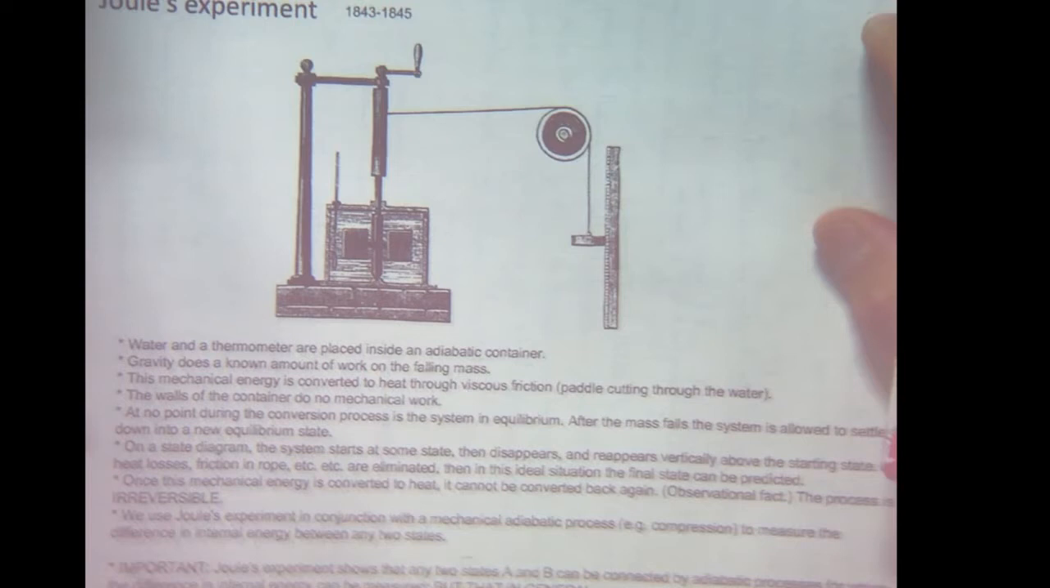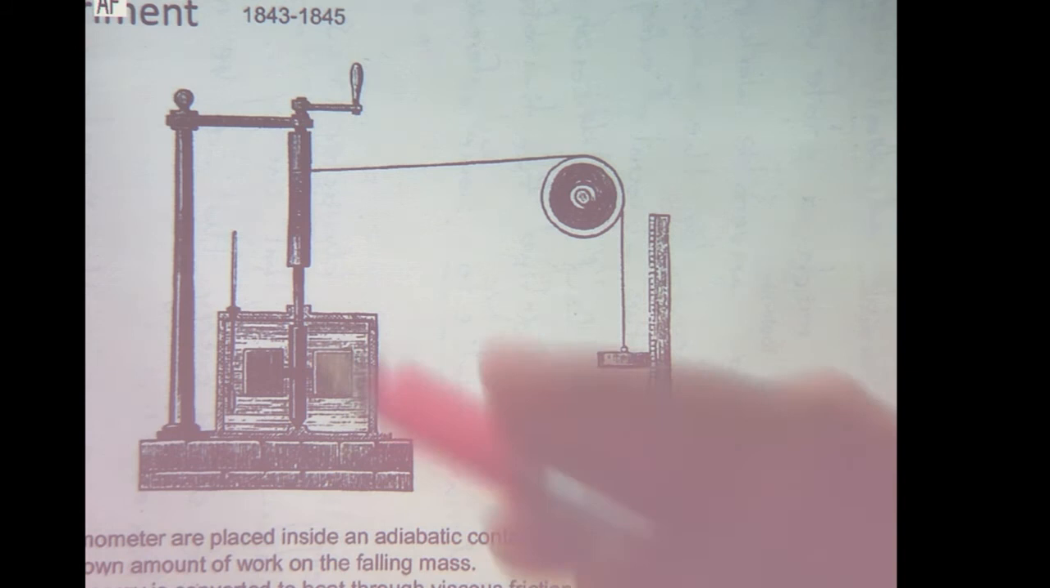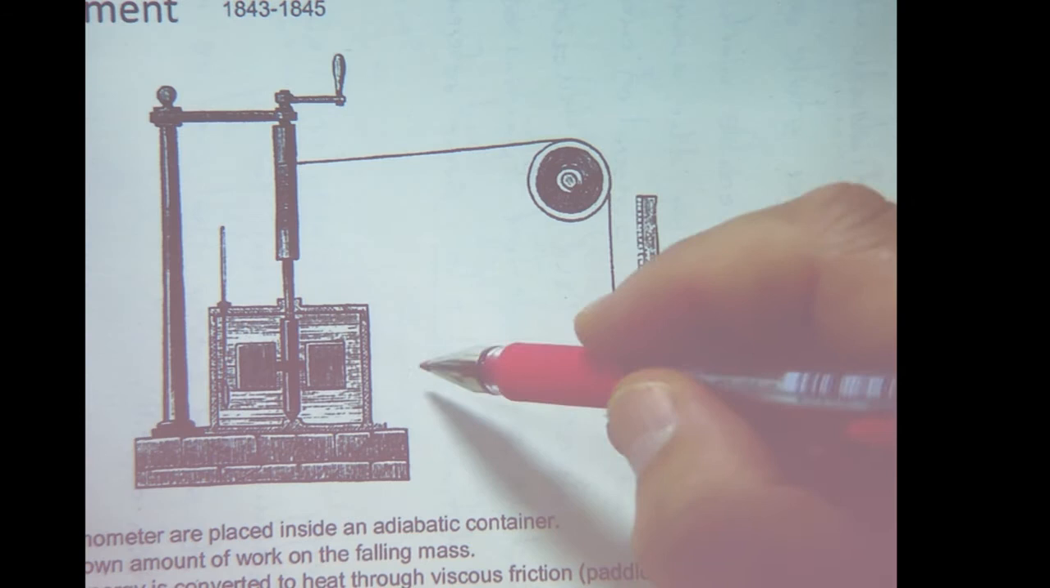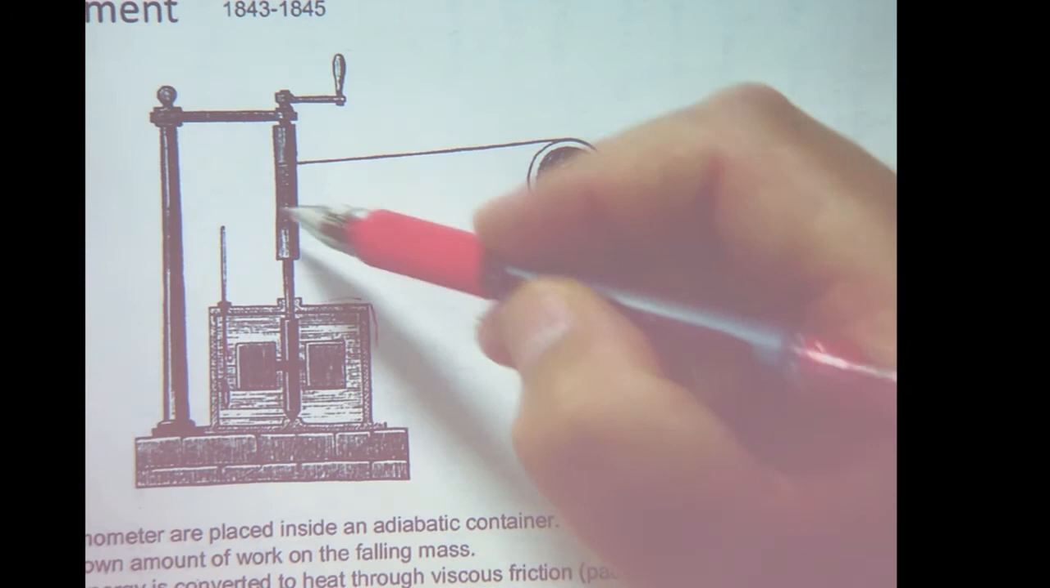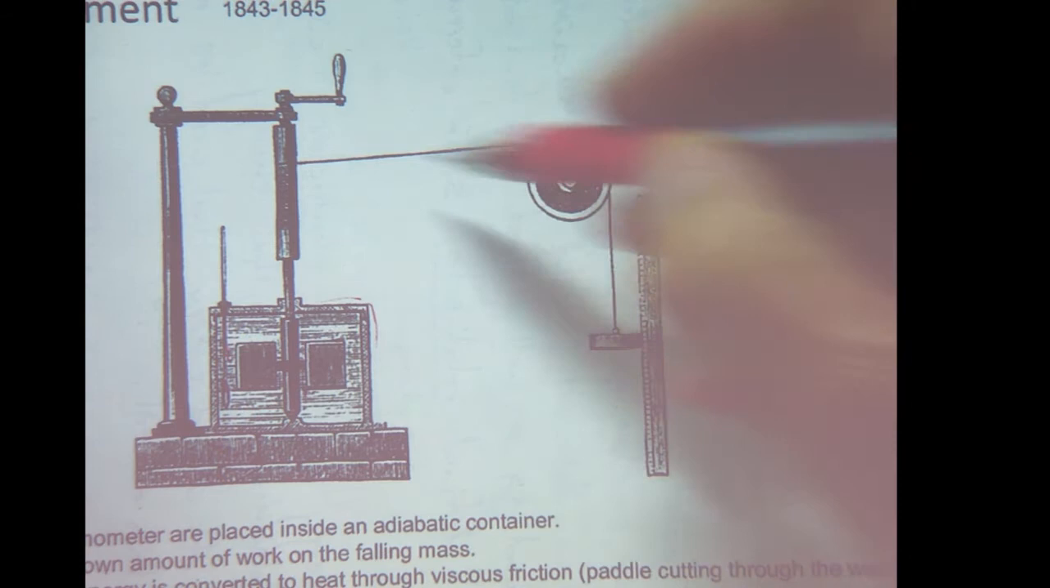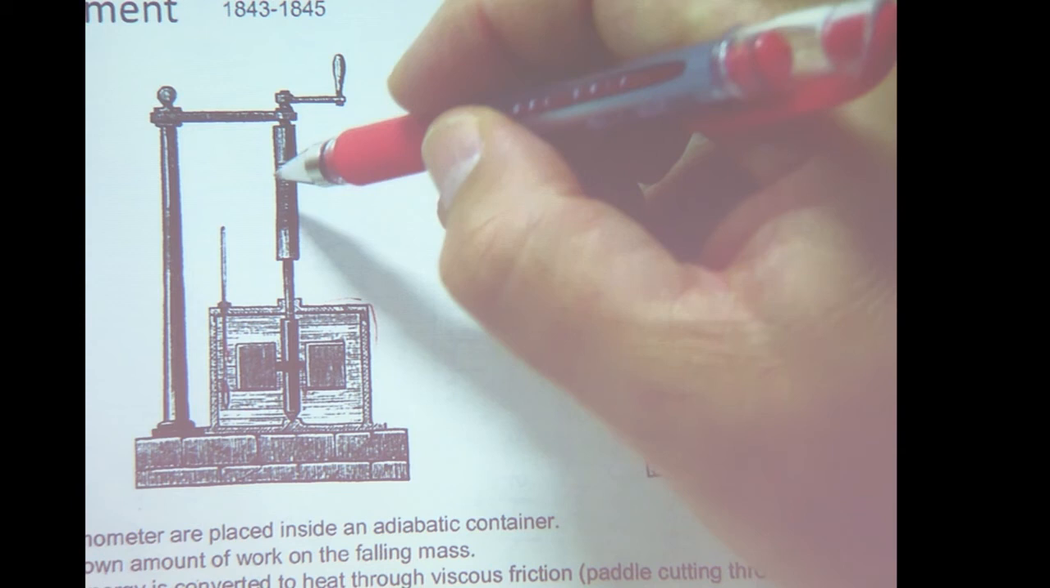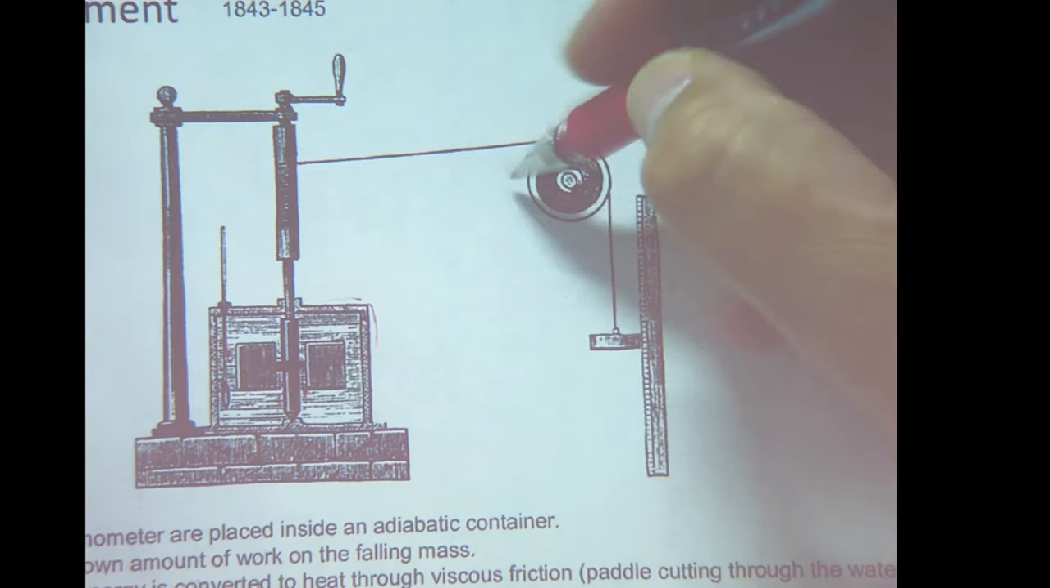So he tried to get as good an adiabatic container as he could. I think this was made of wood, this thing here. This thing is a thermometer. This thing is an axle, and on the axle there are paddles. And this is a rope that's wound around this, what do you call it? Is it a spindle? I'm not sure. Anyway, one of those. And there's a pulley, and there's a weight here, a mass.